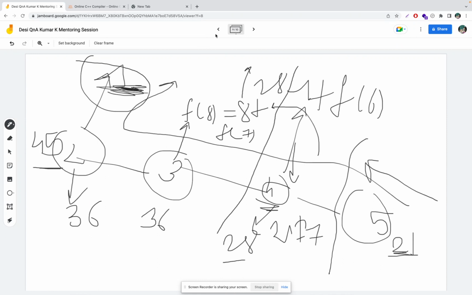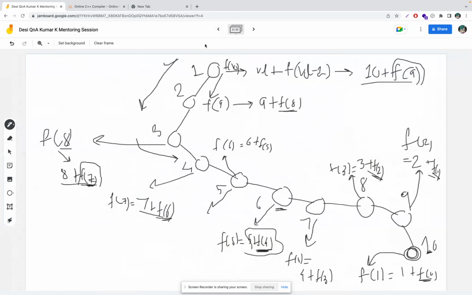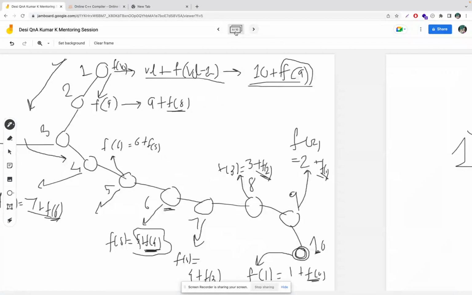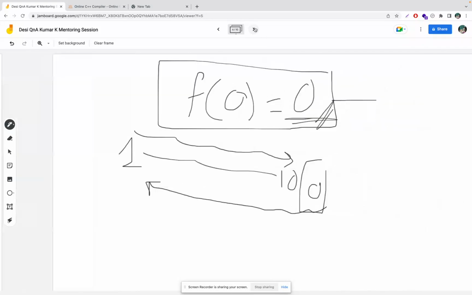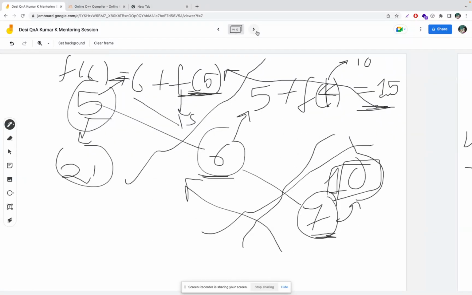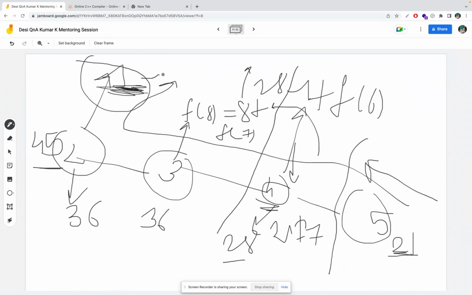What is f of 1? We wrote it down there once upon a time. F of 10 is 10 plus f of 9. So what was the value at node 1? At node 1, the value is f of 10. What is the value of f of 10 which we are trying to calculate? It is nothing but 10 plus f of 9.